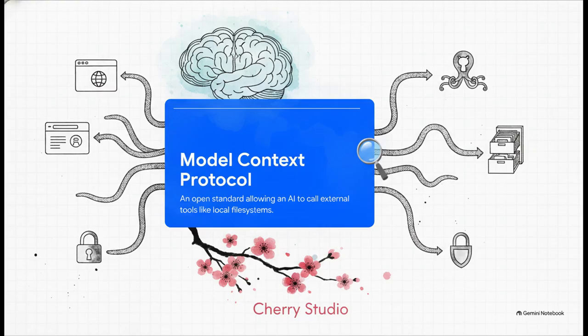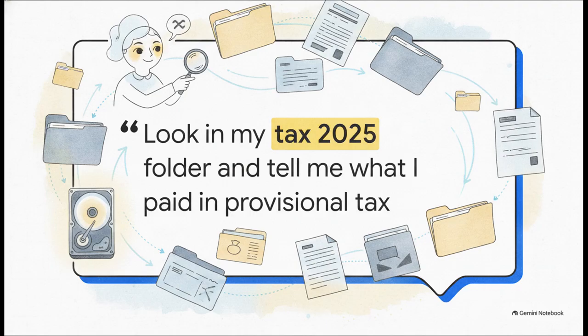Cherry Studio comes pre-wired with a bunch of these MCP tools right out of the gate. It can run a web search, check GitHub, and most importantly for us, access your local file system. You don't even have to constantly import documents into your knowledge base anymore. To put that into perspective, you can literally just open the app and type, "Look at my tax 2025 folder and tell me what I paid in provisional tax."